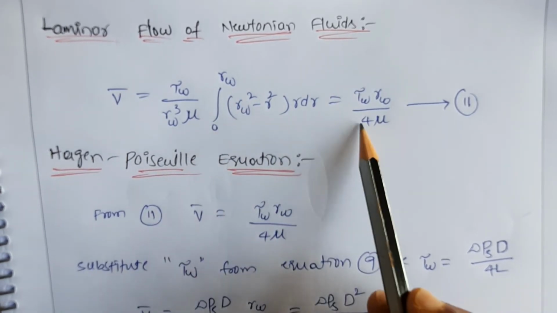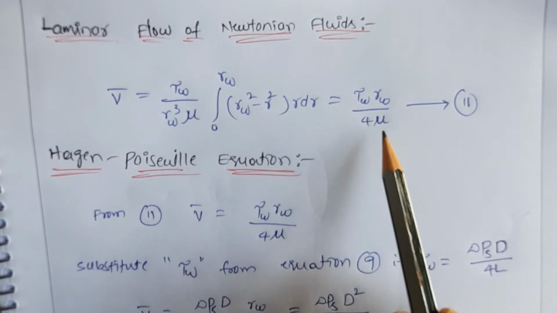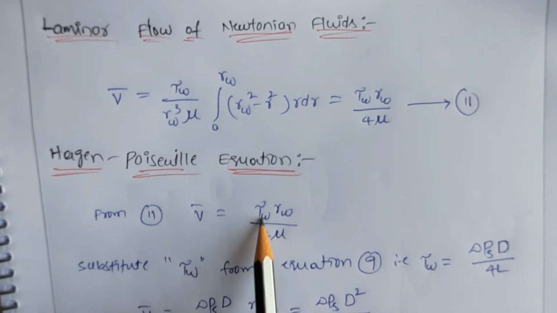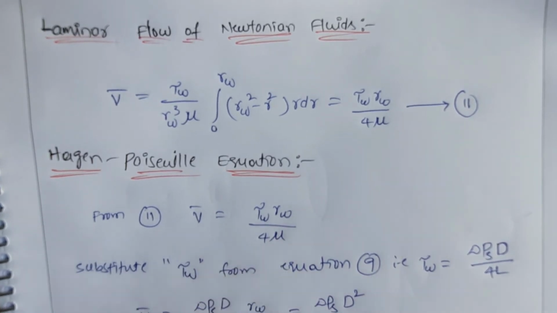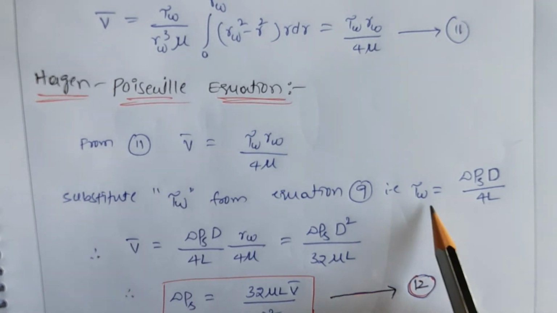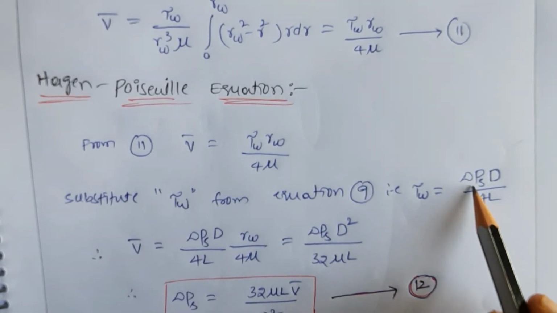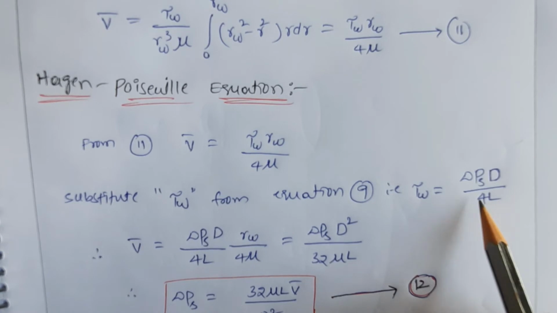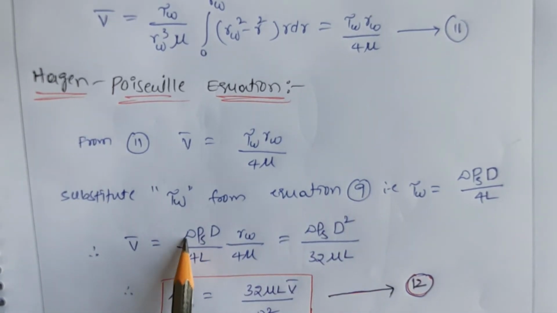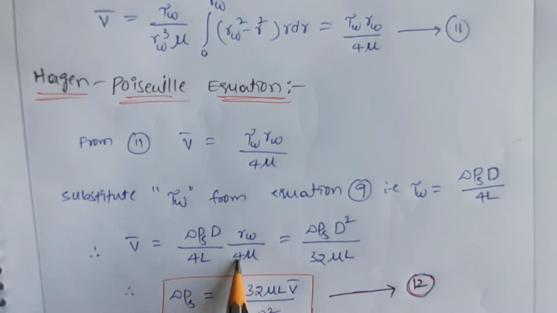After integrating we will get this equation. From this, V bar can be written as tau w Rw divided by 4 mu, right? So from equation 9, by substituting tau w equals delta Ps D by 4L in equation 11, we will get V bar equals delta Ps D by 4L into Rw by 4 mu.